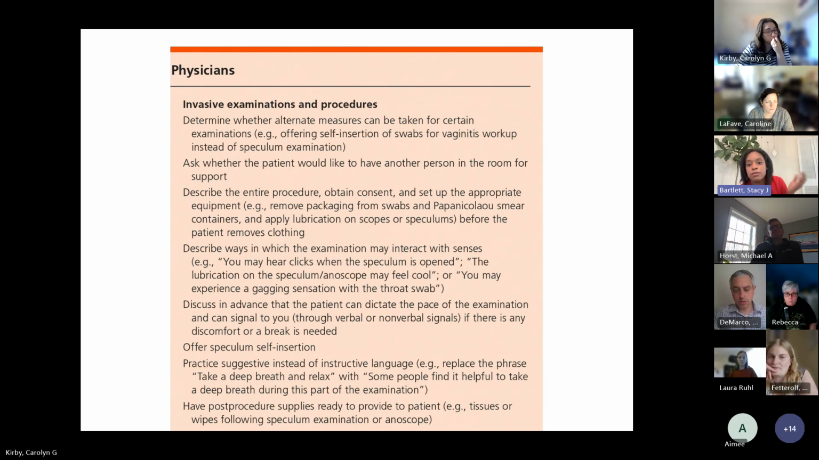And then language. I assume this is something that you probably talk about in your OSCEs, Caroline, about language to use during these exams. And part of that language is talking about what things might feel like, so what sensations the patient might experience. Having a signal, and we talked about speculum self-insertion, similar to the self-swabs. And then making sure you have the supplies ready so that patients are not sitting in stirrups while you're getting whatever comes next. Make sure you have that at hand.